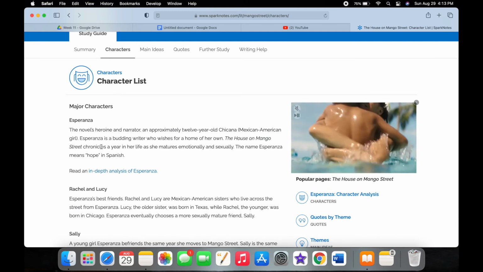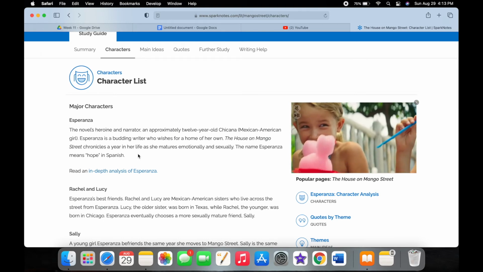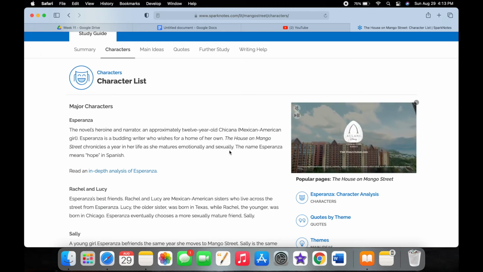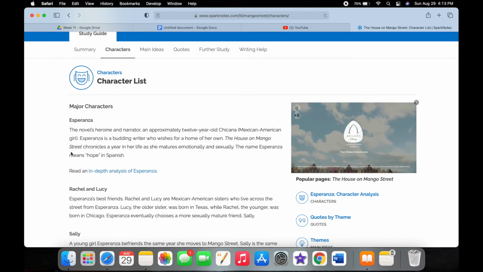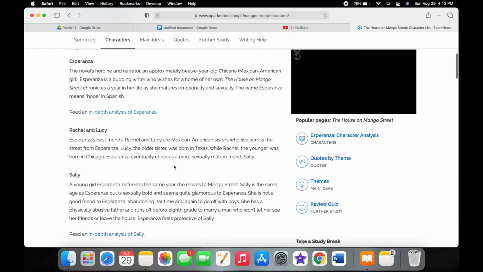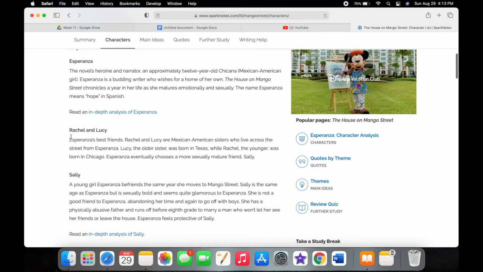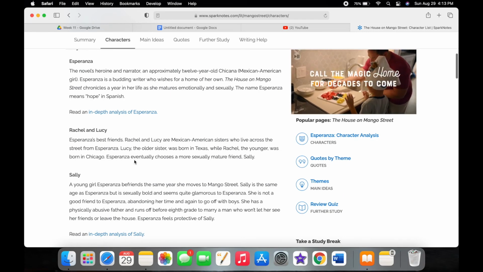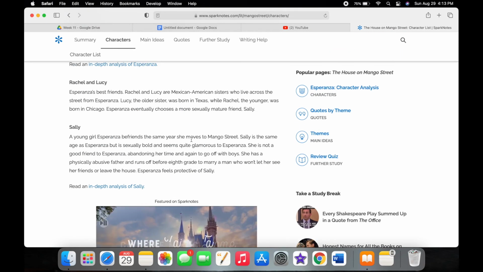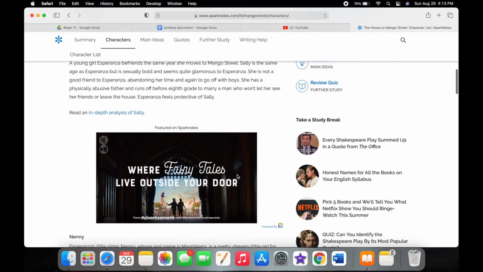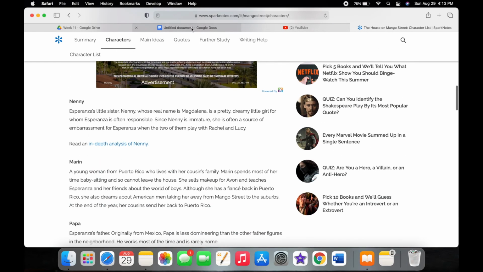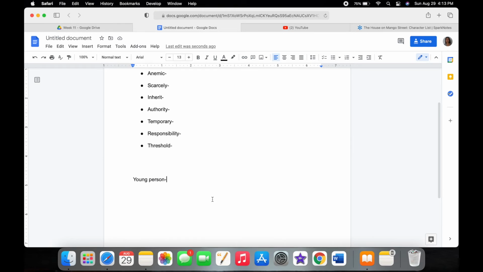The House on Mango Street chronicles a year of her life as she matures maturely and sexually. Very interesting. The name Esperanza means hope in Spanish. Yeah, that's true. Then she has best friends named Rachel and Lucy. Sally is a young girl that she befriends the same year that she moves to Mango Street. Okay, so this book is about a young person named Esperanza. She moved into a place called Mango Street.